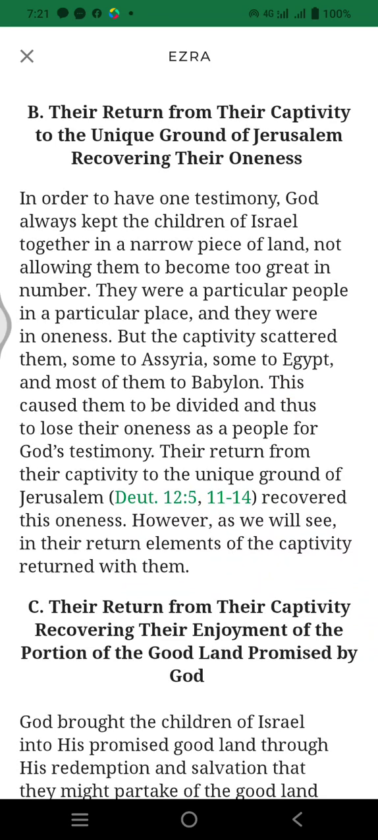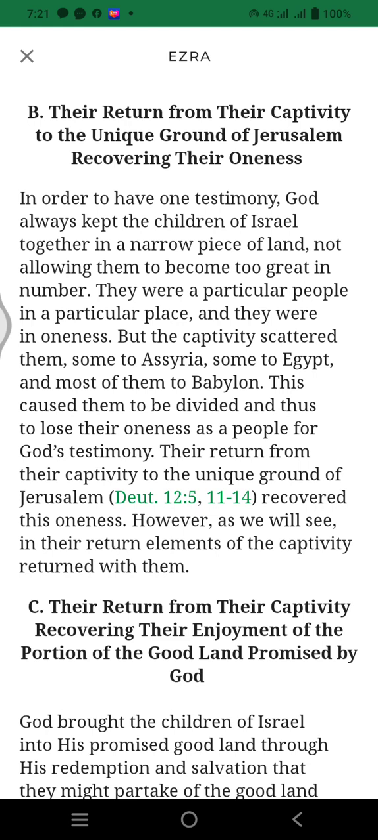Their return from their captivity to the unique ground of Jerusalem recovered their oneness. In order to have one testimony, God always kept the children of Israel together in a narrow piece of land, not allowing them to become too great in number. They were a particular people in a particular place, and they were in oneness.